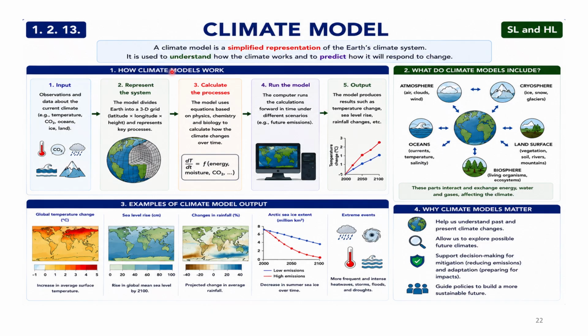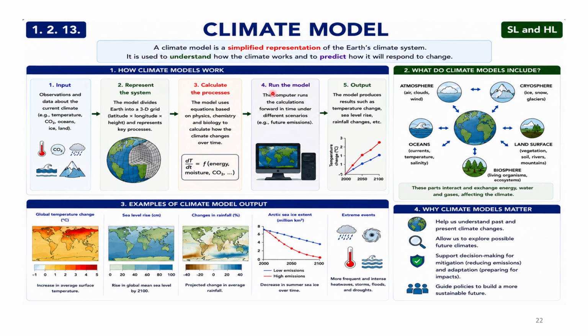Climate models are simplified representations of Earth's climate system that help scientists understand how the climate functions and predict how it may respond to future changes. The process begins by collecting input data, including observations of temperature, atmospheric carbon dioxide, ocean conditions, ice cover, and land characteristics. These data are then used to represent the Earth in a three-dimensional grid, where mathematical equations based on physics, chemistry, and biology calculate how energy, water, and greenhouse gases move through the system over time.